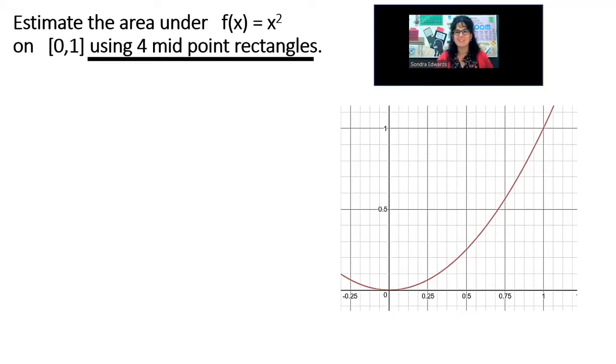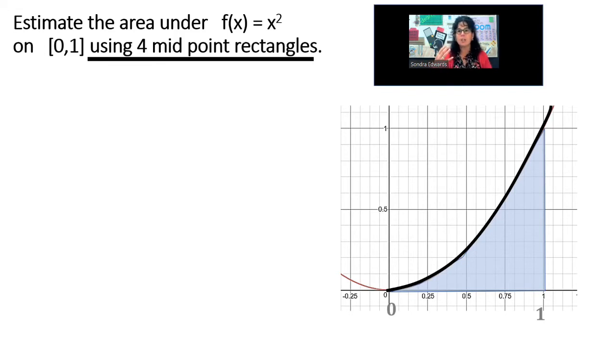Hello, I'm Mrs. Edwards, and today we're going to estimate the area underneath a curve using midpoint rectangles, and then we're going to use trapezoids. In both instances, we're going to find the area under f of x, which is x squared, on the interval 0 to 1. So in other words, we're trying to estimate the area of that light blue region there.